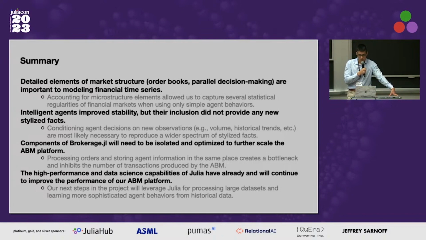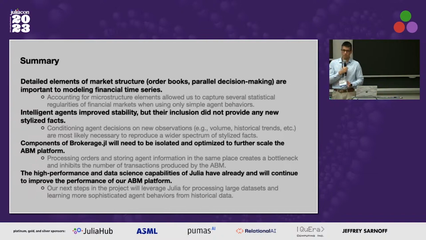The next steps will include leveraging Julia to process these large data sets. Right now, there's another bottleneck when we scale up the number of agents: when they query this database, there's a bottleneck when it comes to searching this ever-growing database. We could look into different ways to process that, maybe look at a different database architecture, or even make multiple brokerages, who knows.